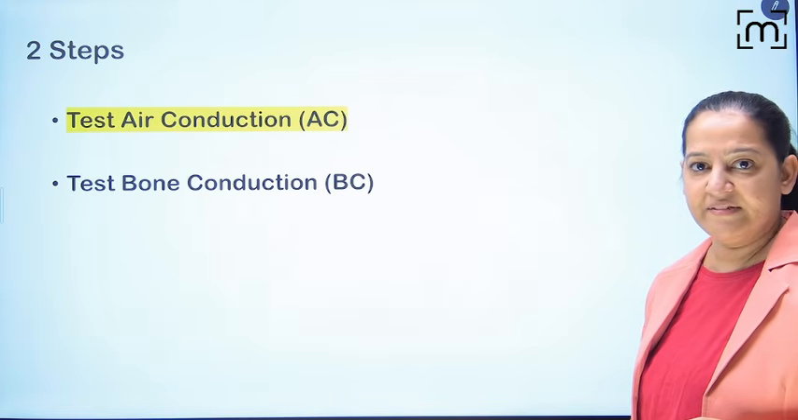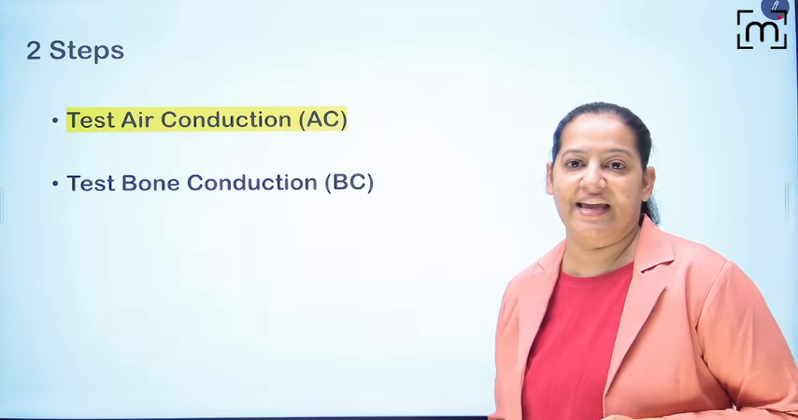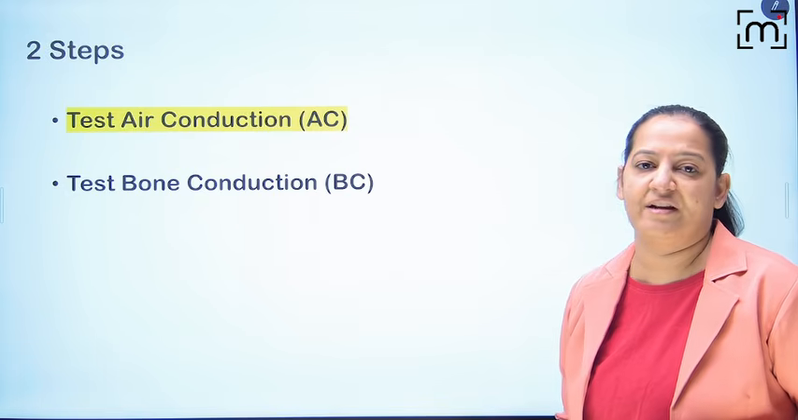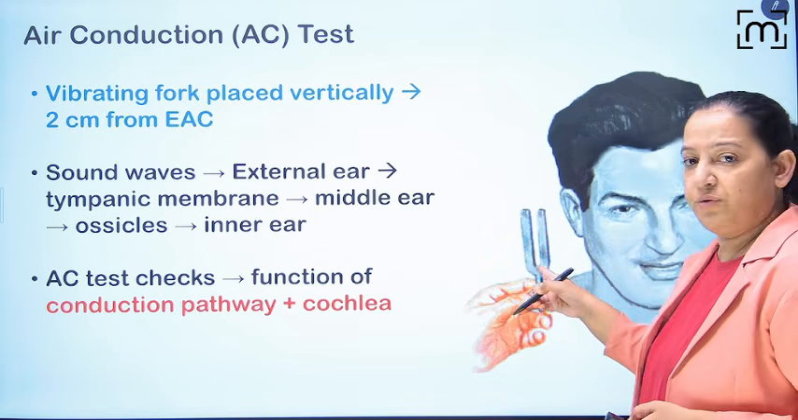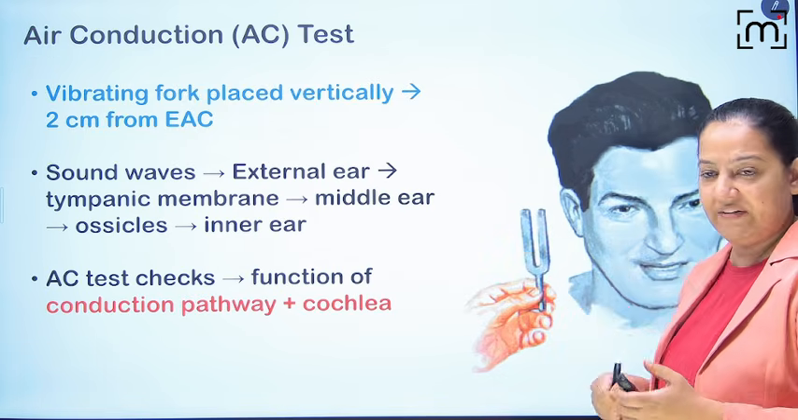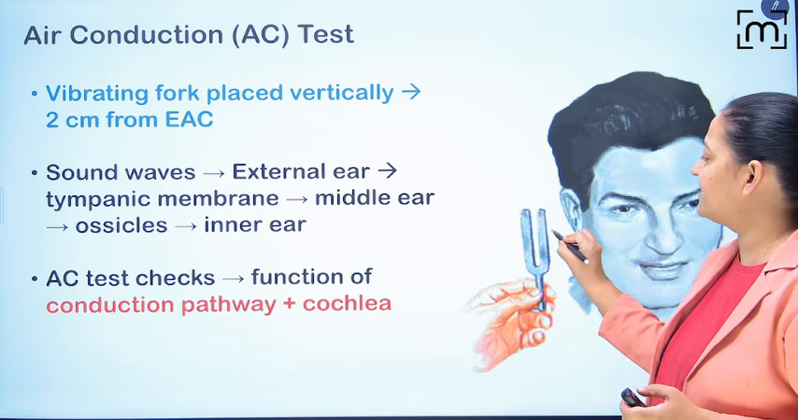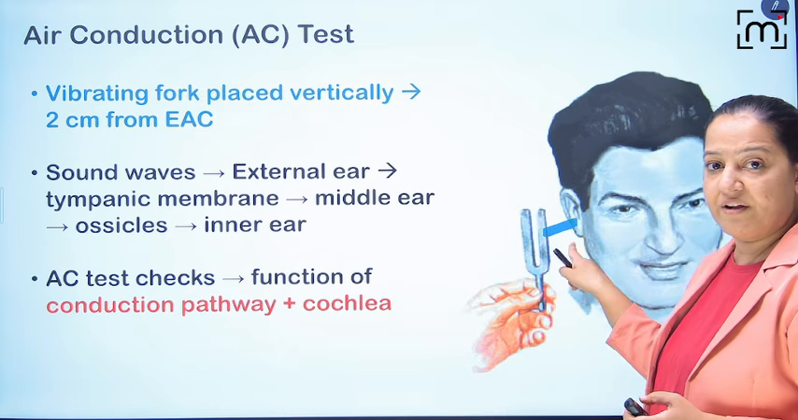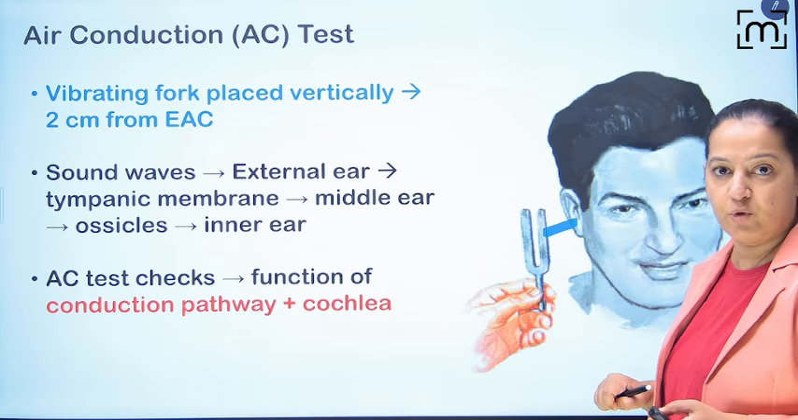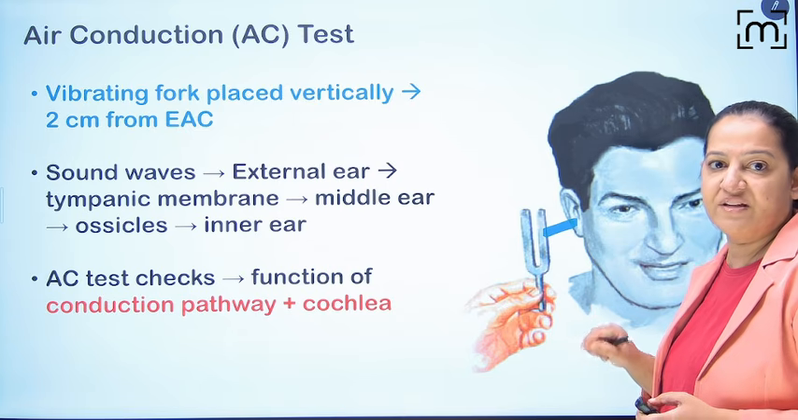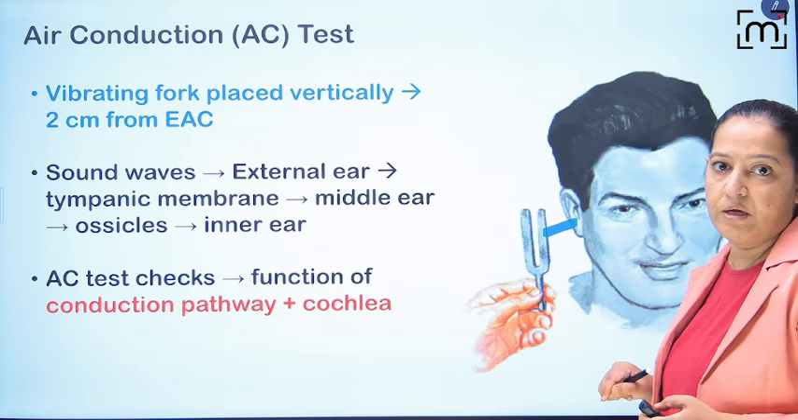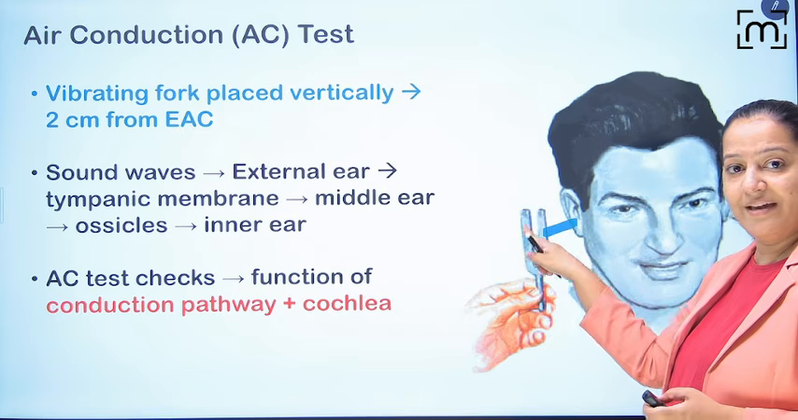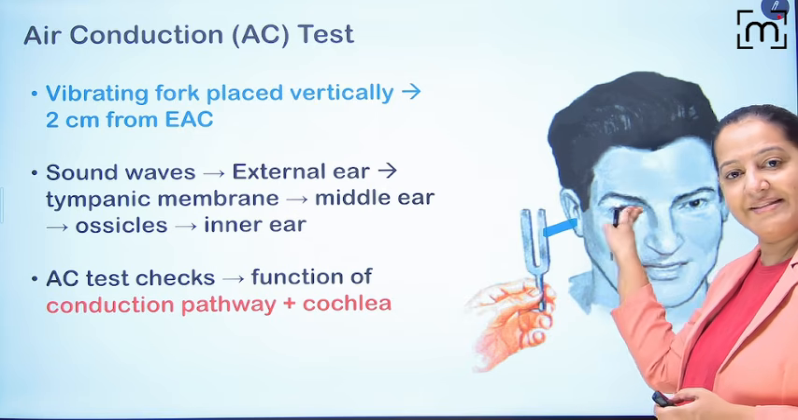Okay, so one by one we will take it. First, let's take AC, air conduction. How to test air conduction with a tuning fork? We will take a tuning fork, strike it, activate it, and keep it 2 centimeter away from the external auditory canal. Ask the patient whether you can hear the vibrations, yes or no. It is known as air conduction because here the sound is going via air inside the ear.